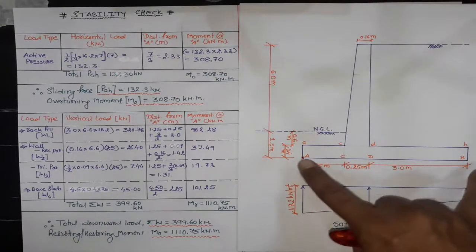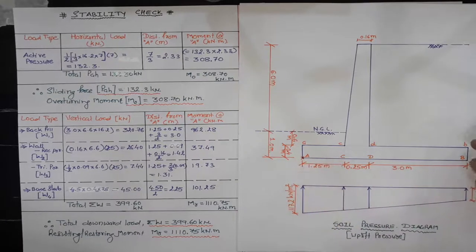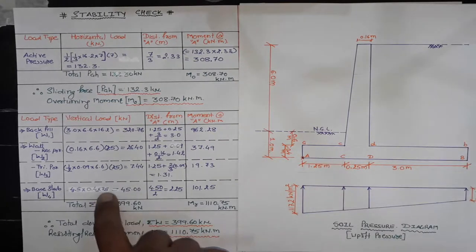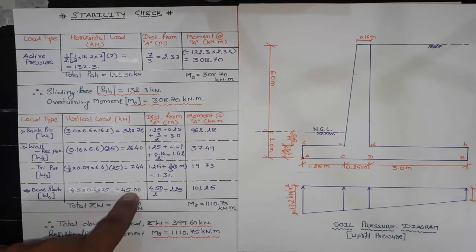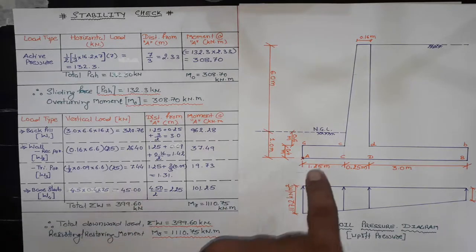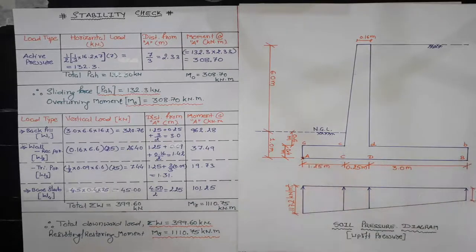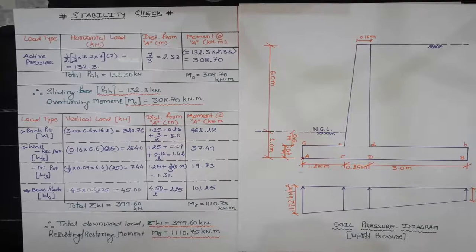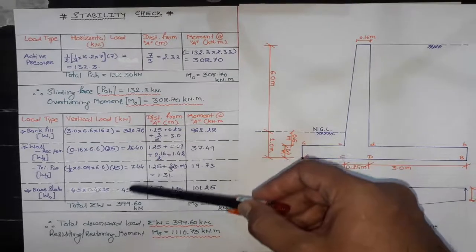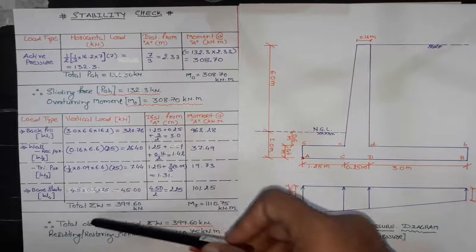Base slab width is 4.5 meter, its thickness is 0.4 meter, concrete density is 25 kilonewton per meter cube. The multiplication of these values comes out to be 45 kilonewton. Its CG distance will be 4.5 meter divided by 2. Therefore, the multiplication of these two values gives the moment about point A, that is 101.25 kilonewton meter, which acts in a clockwise direction.